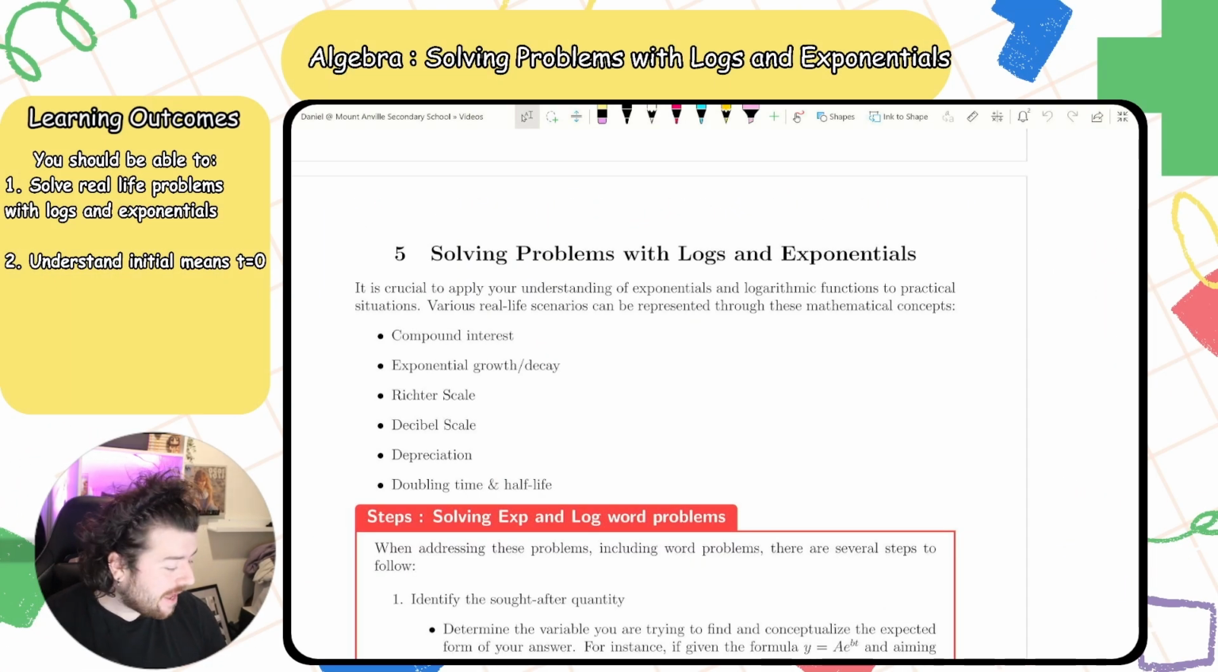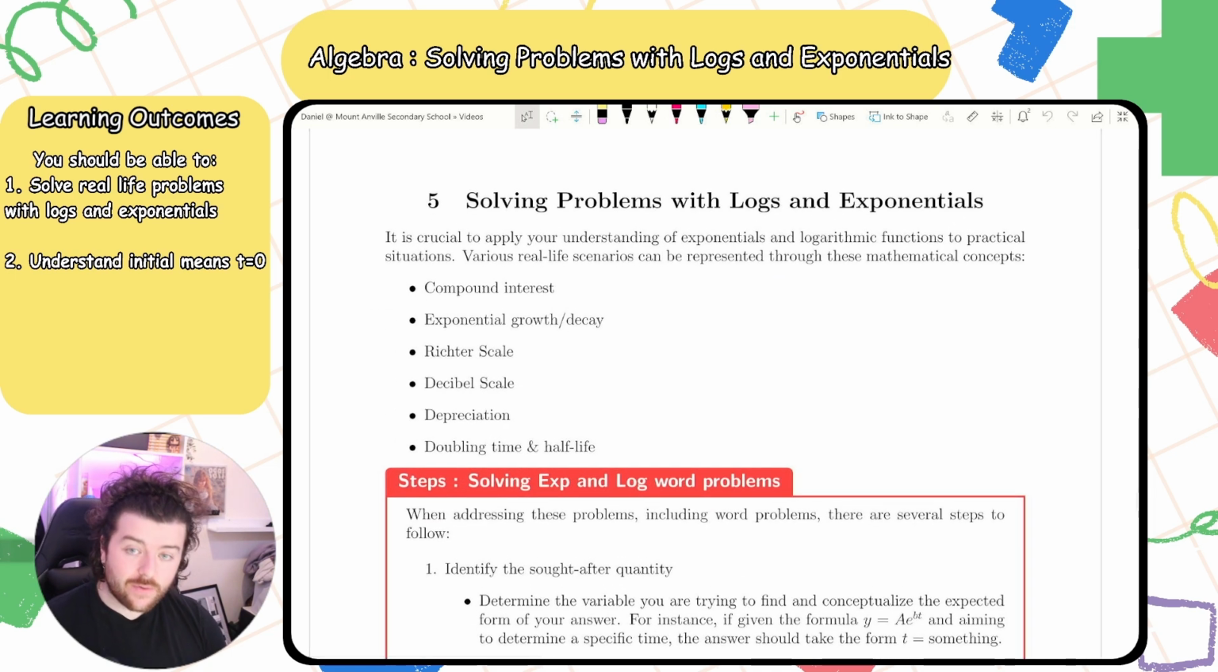Hello everyone. Okay, so in this video we are going to be looking at problems with logs. So we're going to be solving problems with logs and exponentials. These are typically section B questions, so they're the long questions of the Junior Cert. I'm going to be going over a few examples of them.